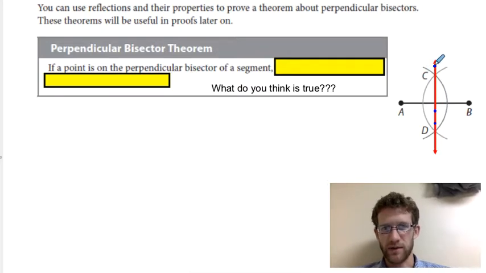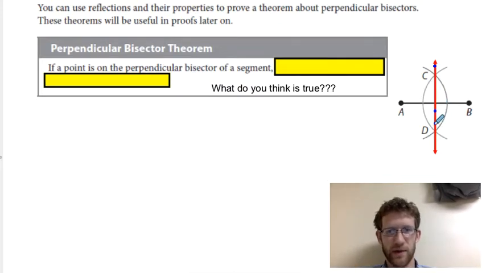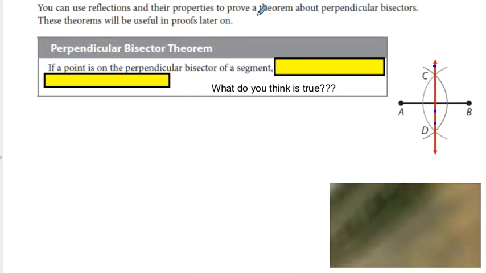So let's pick a point. So here's a point on that line. What's true about this point? It's also the same thing that's true about this point. What's true about this point? Any point on this line, there's a true fact. So see if you can come up with that. I'll give you a second. So pause.